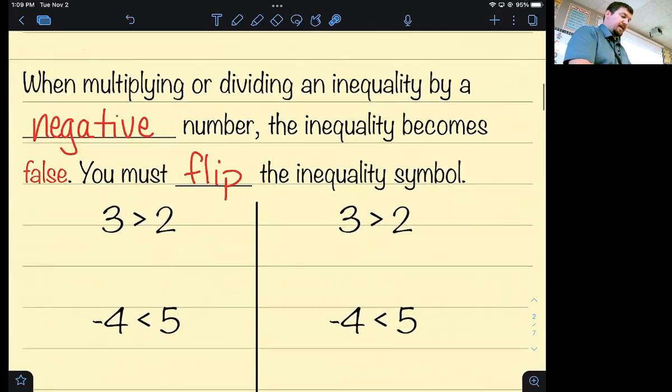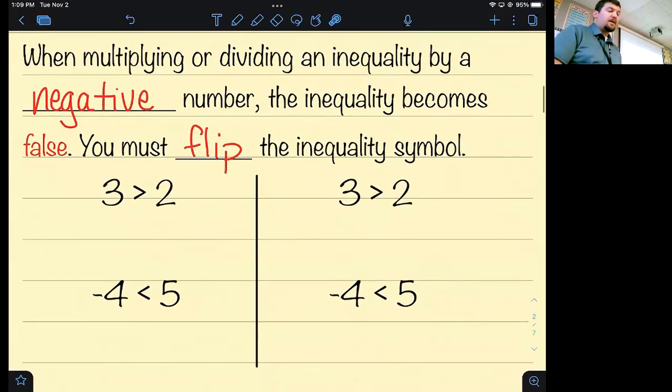And so I've already filled this in because I forgot to start the video. So when multiplying or dividing an inequality by a negative number, the inequality becomes false. You must flip the inequality symbol. Here's what I mean by that.